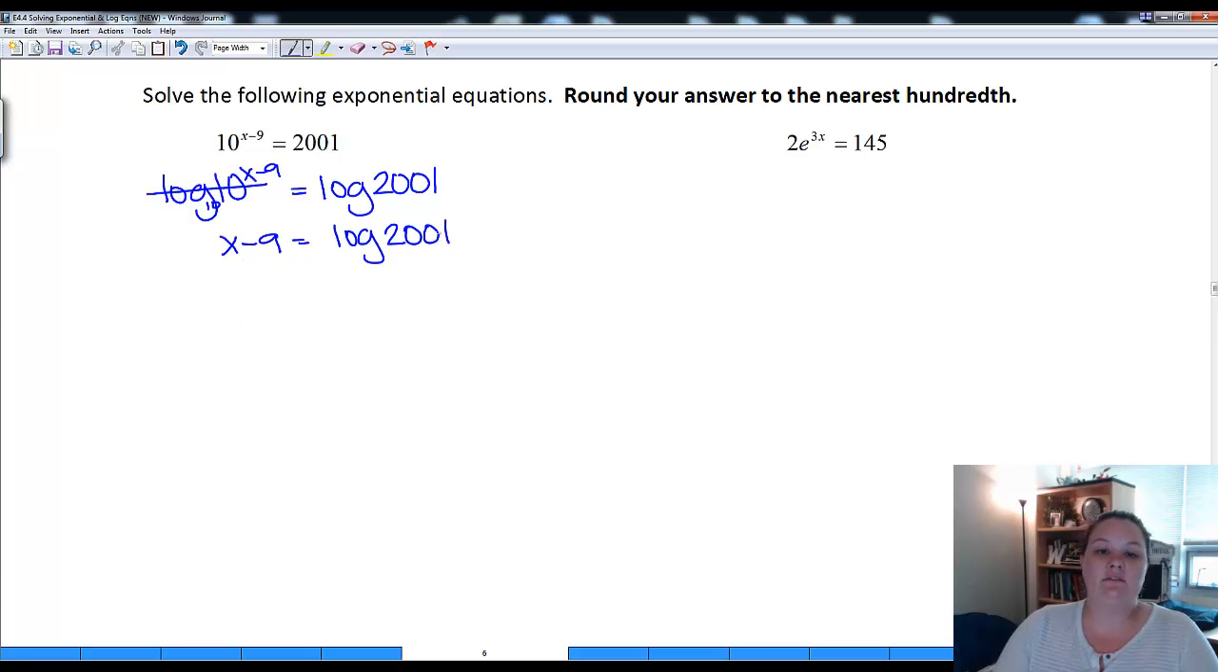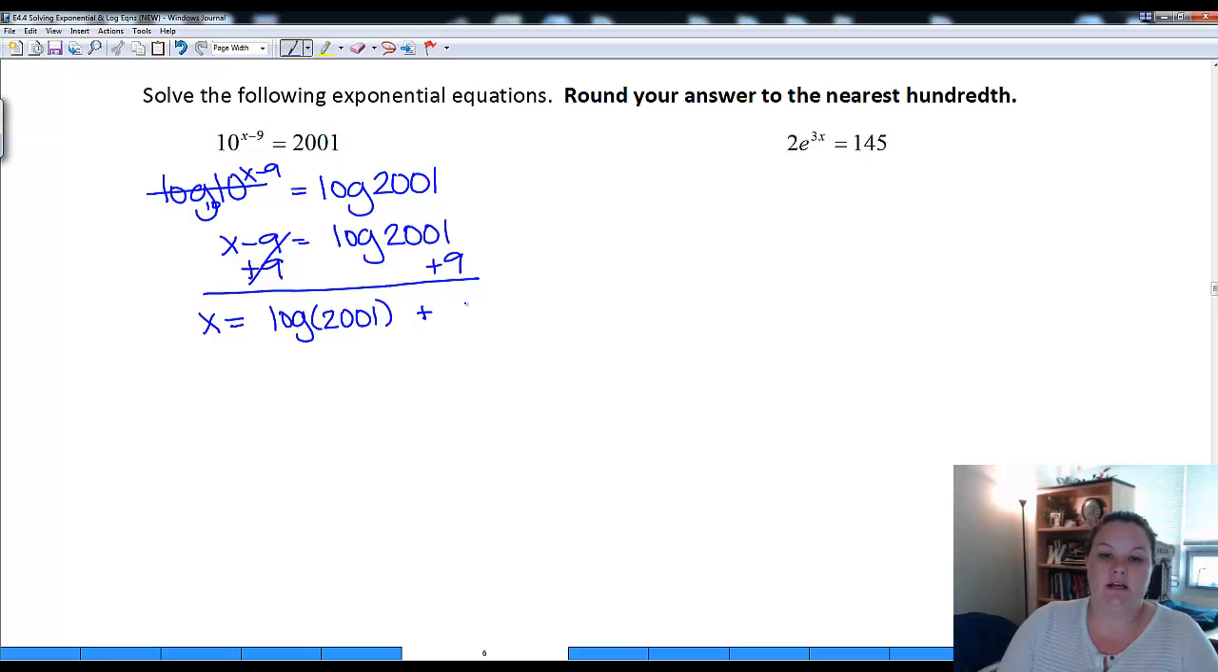Okay. Now, this log of 2001, that's something we can do on our calculator, and I'm going to punch that in here in just a second to see what that equals. On the other side, I'm going to go ahead and move this 9 over. Now, when I move this 9 over, I can't combine it with this 2001 because that's stuck inside the log. So don't make that mistake. So we have x is equal to log of 2001 plus 9. And then we're going to go ahead and punch in log of 2001 in our calculator, which comes out to approximately 3.30124 and a bunch of other stuff.